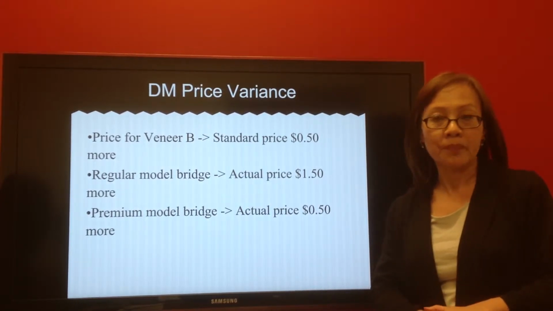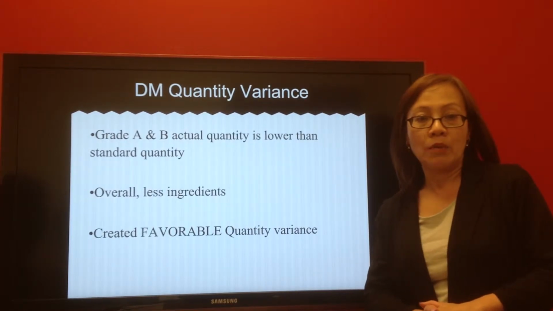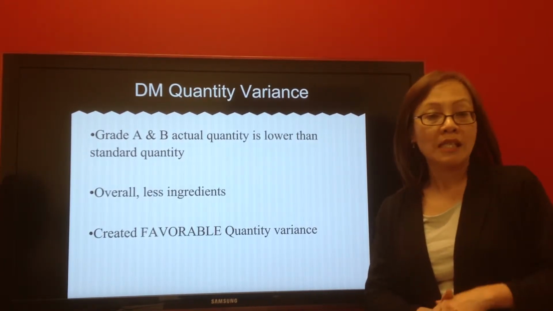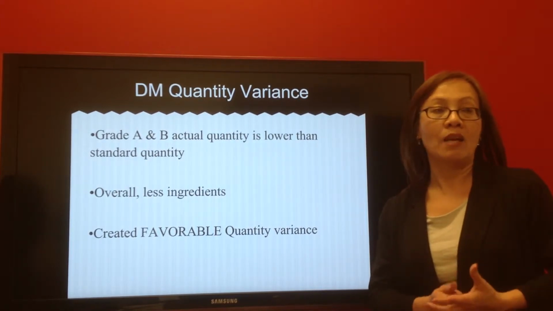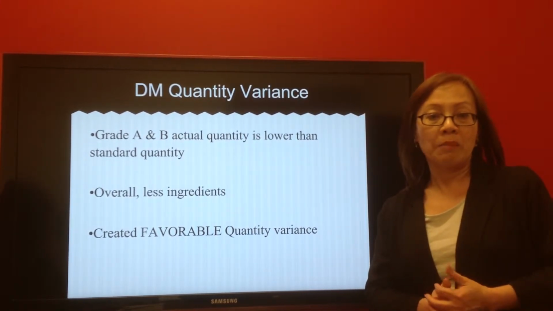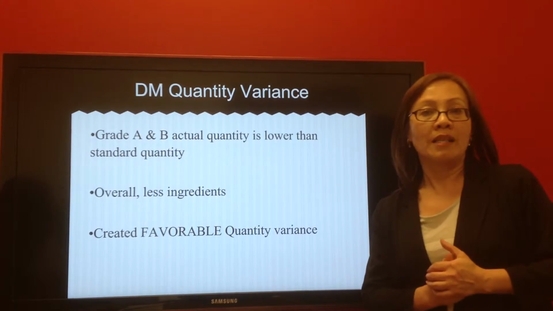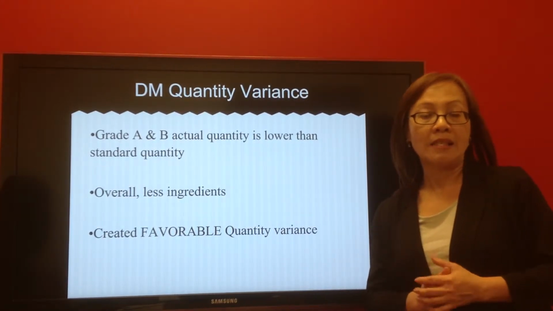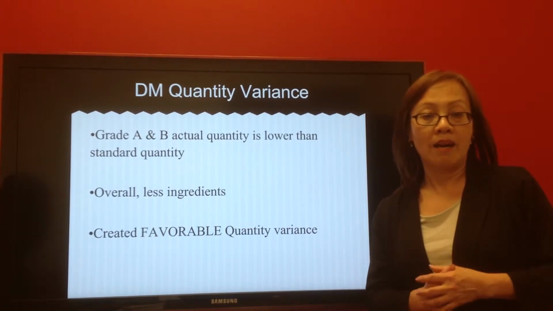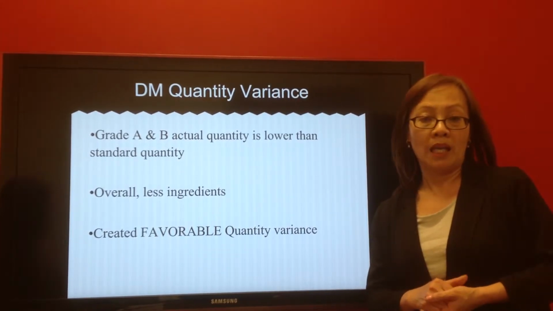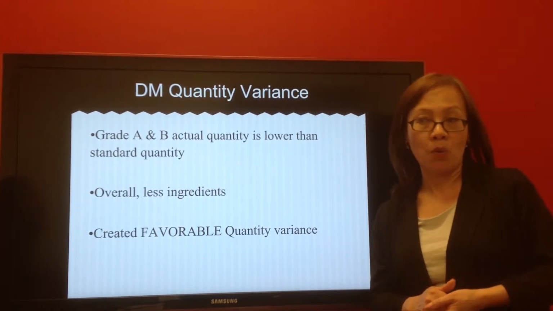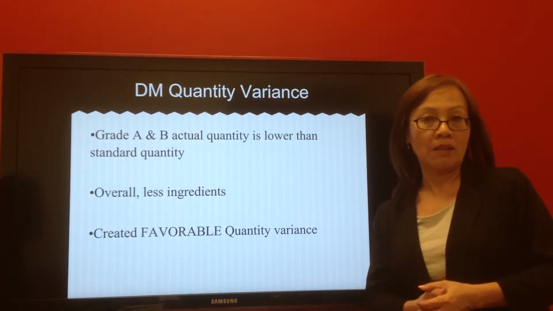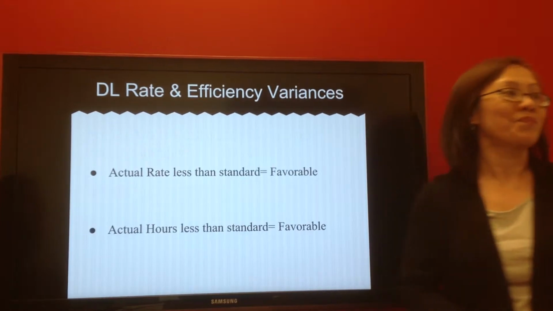For the direct material quantity variance, for rate A, they use less pounds than the standard quantity. And for rate B, they also use less pounds than standard. Overall, they use less ingredient than standard amounts, which creates a favorable direct material quantity variance. Yumiko will talk about the direct labor variance.